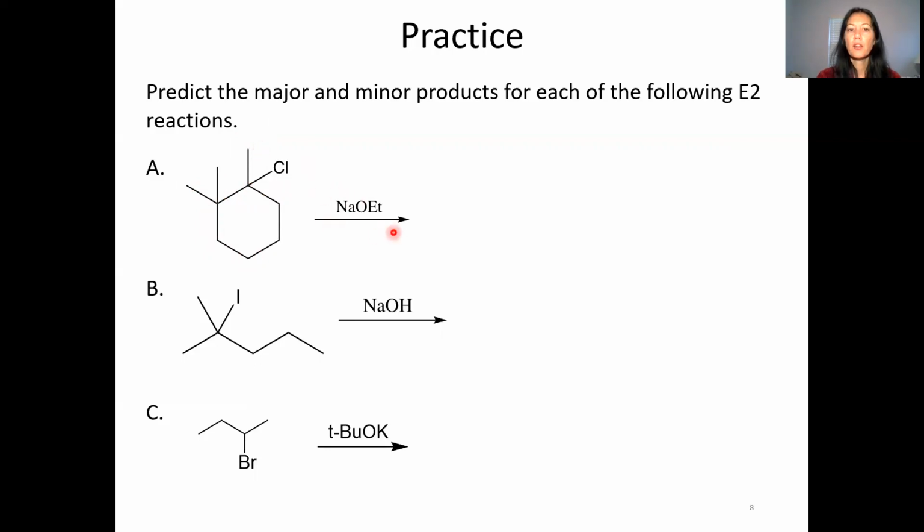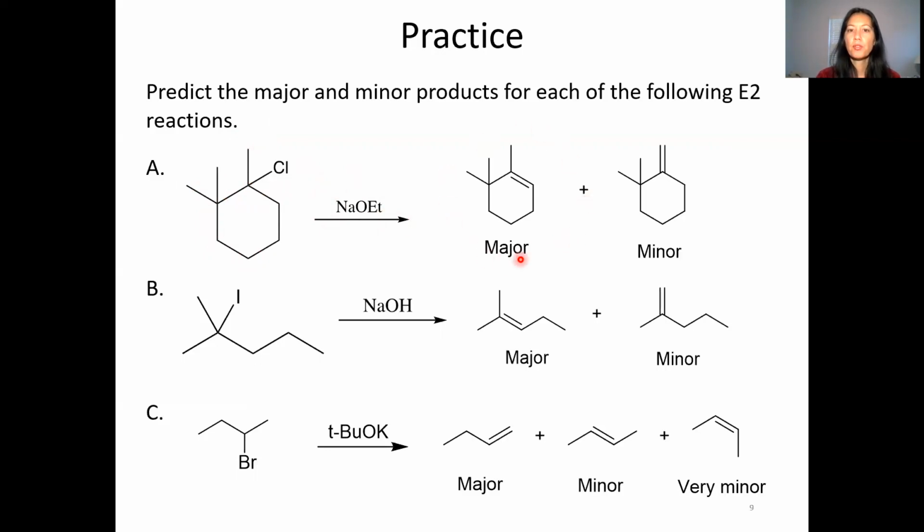The next thing, look at your base. This is a small base, so you'll prefer to form the more substituted double bond in this position. And your minor product will be the Hofmann product here, less substituted. The major is the more substituted Zaitsev.